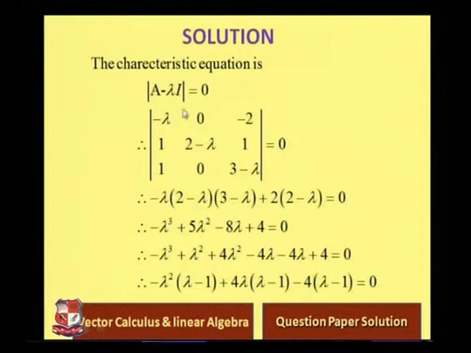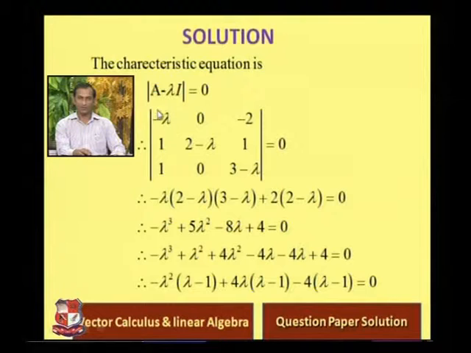So determinant of A minus lambda I equal to 0. This is our characteristic equation. Substitute A, multiply I by lambda, and then add. So we get this determinant: minus lambda, 0, minus 2; 1, 2 minus lambda, 1; 1, 0, 3 minus lambda. Solve this determinant by expansion.